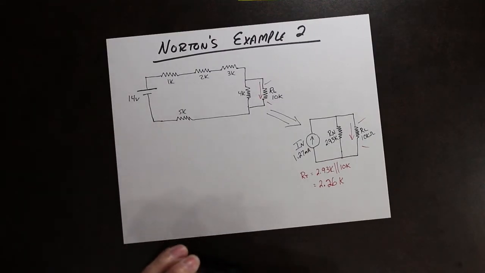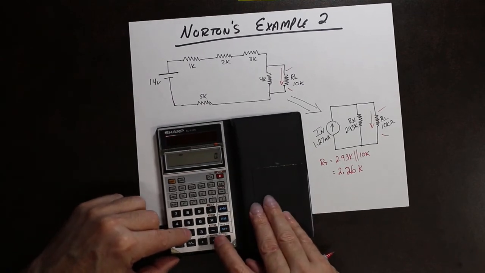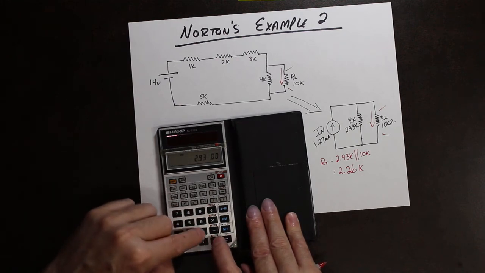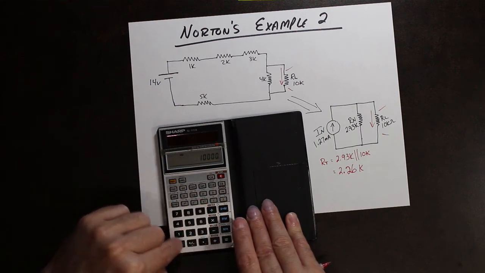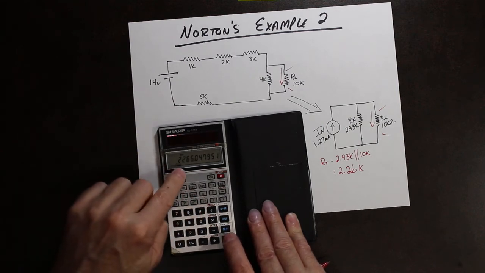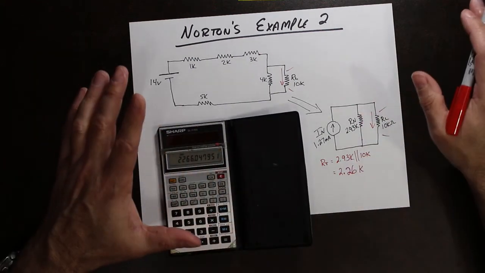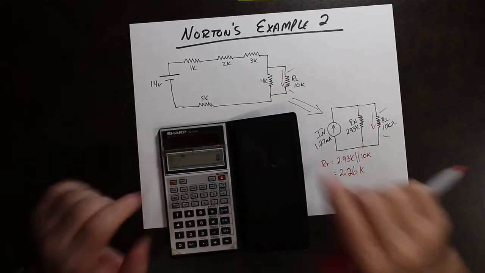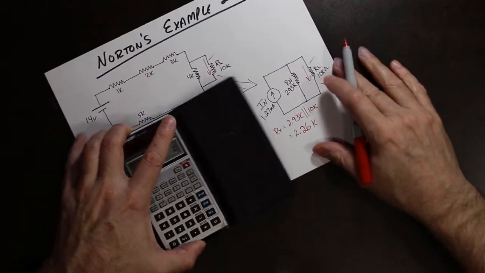Now remember, there are other ways that you can solve this. You can do the 1 over formula if you like. So you can actually say 2.93K, and you can do the 1 over plus 1 over 10K, equals 1 over 2.26K. Okay, so lots of ways to calculate it, completely up to you. And again, your calculator might be different than mine. You might have different buttons and so forth. You have to get used to doing it your calculator's way.